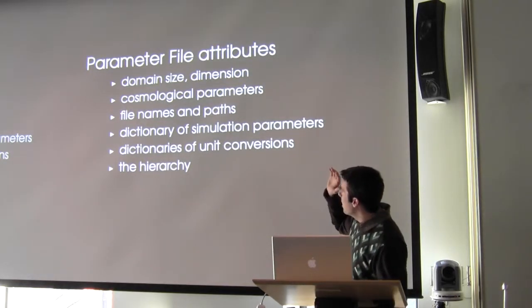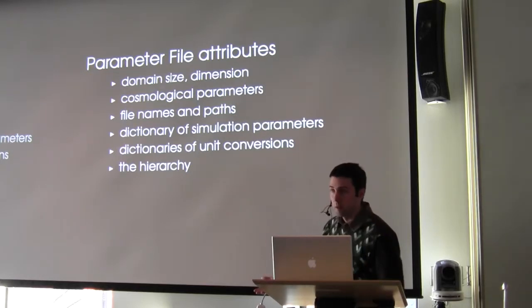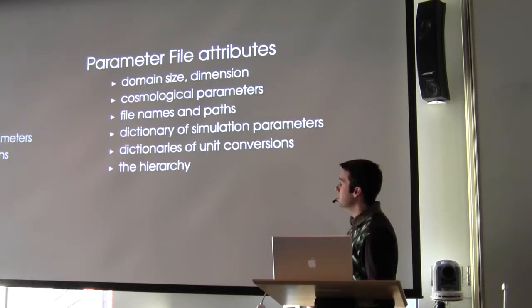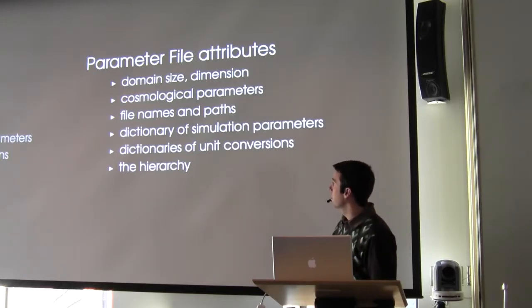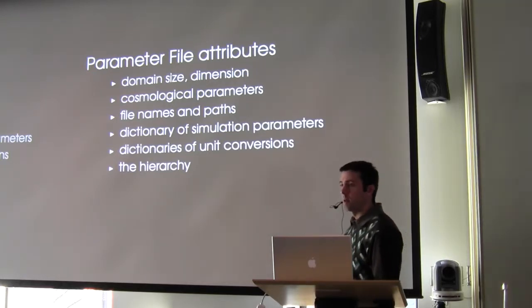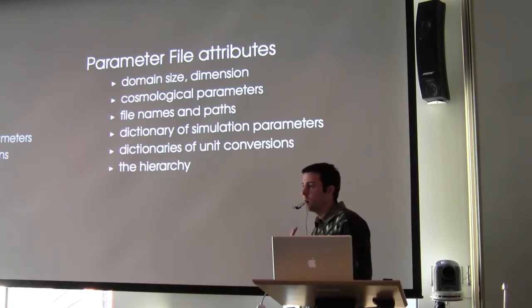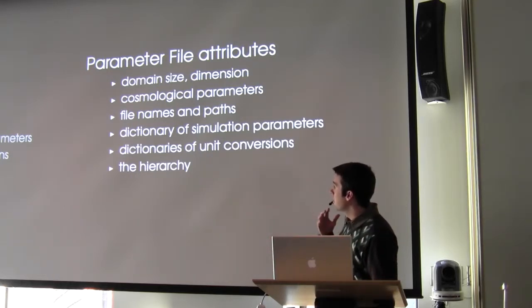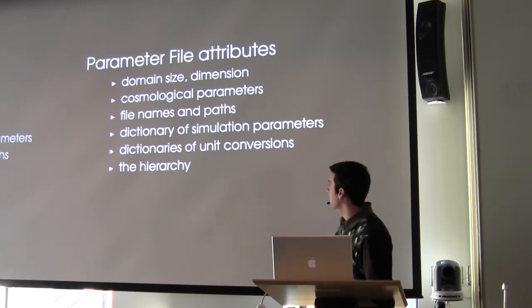Okay, so here is an idea of what you can get when you instantiate a PF. You can get information on the domain size, the dimension, is it a 3-dimensional problem or 2-dimensional problem, some cosmological parameters if this is a cosmological simulation that you're looking at. You can get file names and paths, so it'll give you the full path to this data set, things like that, for saving keywords for writing out data, things like that.